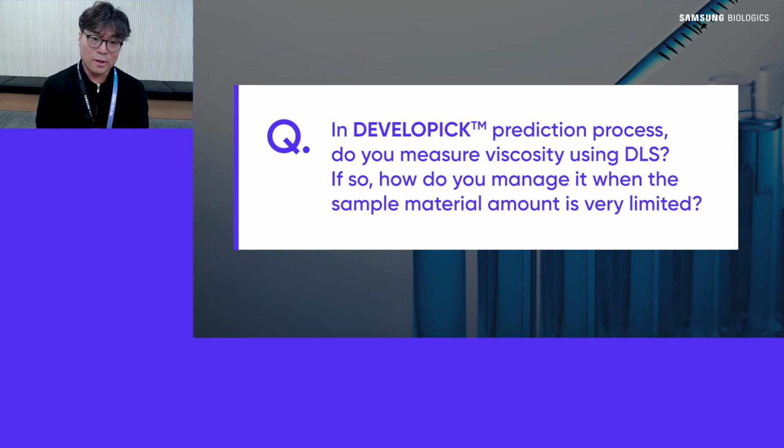That's actually a question I received before at a speaking session I attended. We don't use DLS to measure viscosity. We use the Rheosense system, which requires only 5 to 450 microliters of sample. So we can measure viscosity using a mid-throughput or high-throughput system instead of DLS. And there is no concern about the protein amount.